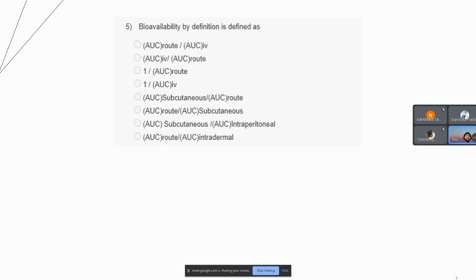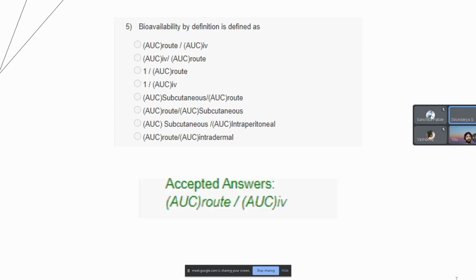Okay, so bioavailability by definition is defined as which of the following? For those of us who have just joined the course, this might be a little bit challenging to answer, but for those who have already attended, which of the following formulae do you think relates to the bioavailability of a drug? First option, route by IV. Everyone agrees? Yes, sir. Absolutely correct.